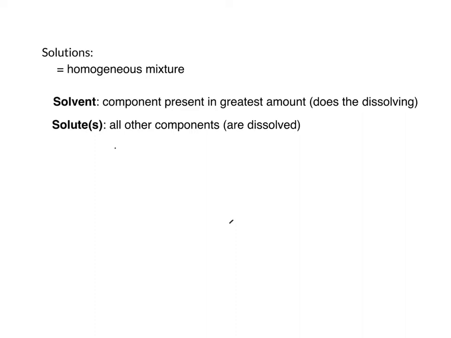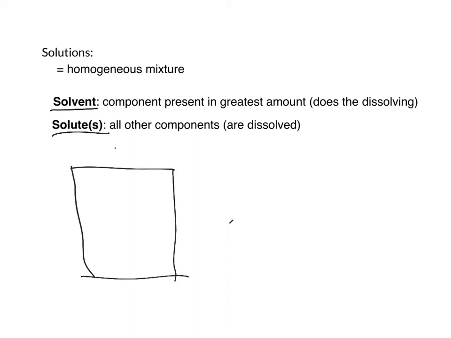If we have a solution, the component that's present in greatest amount, or the thing that does the dissolving, is said to be the solvent, and every other component is called a solute. So I could have a solution here. We typically draw this where we don't draw the solvent, but we draw the solute. So here, it's like that, and that's my solution.